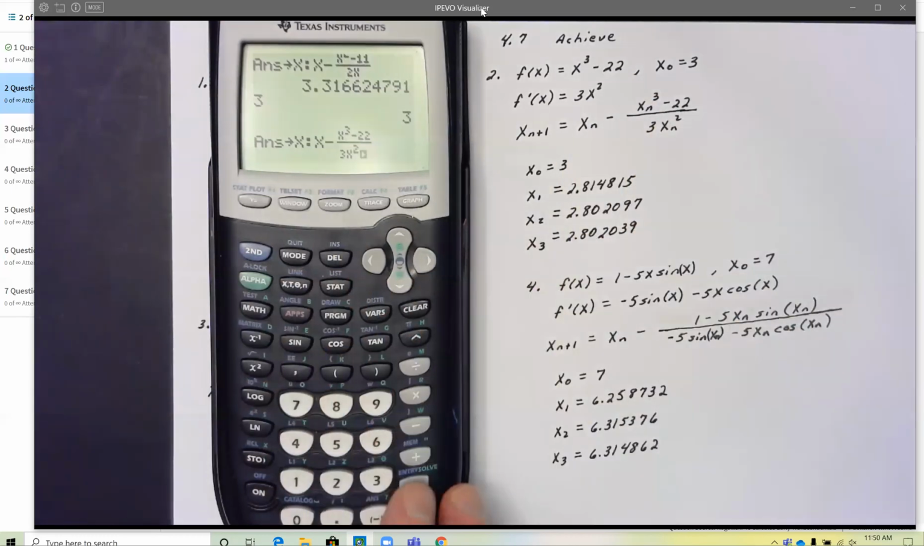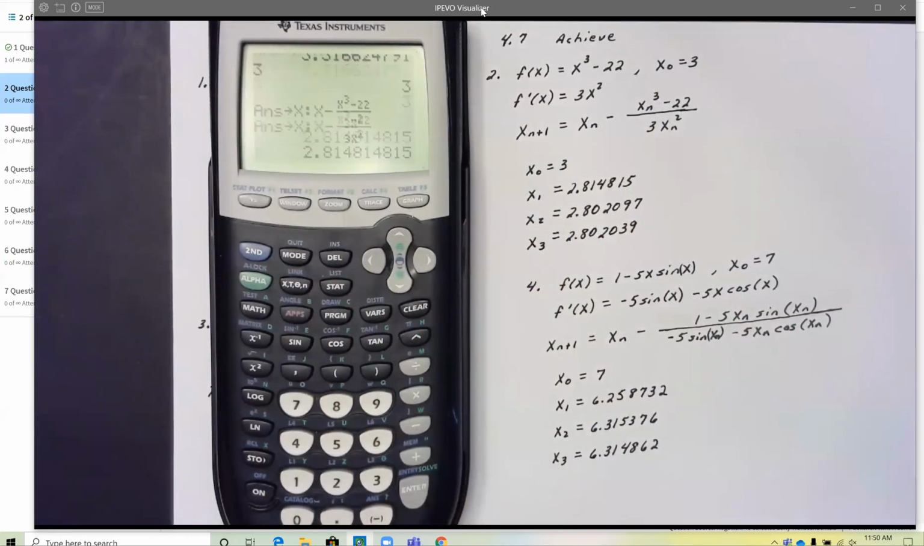Typed in the Newton's method, and now, boom, the first refined guess, 2.814815 rounded to 6 decimal places. After that one, you just hit enter 2 more times. There's your second refined guess and your third refined guess.